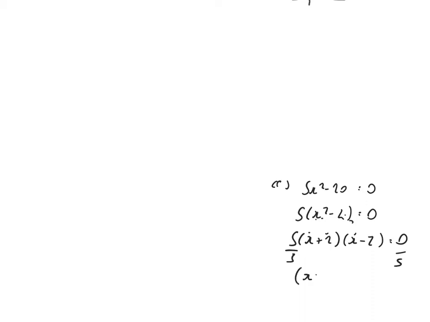Part C, 5x squared minus 20 is equal to 0. Take out a common factor of 5, bracket x squared minus 4 equals 0. Okay, that's then a difference of two squares. Square root of x squared is x, square root of 4 is 2. Divide both sides by 5. That will bring me down to x plus 2, bracket x minus 2 is equal to 0. X plus 2 equals 0, or x minus 2 is equal to 0. And that will give me x equals minus 2, or x equals 2.